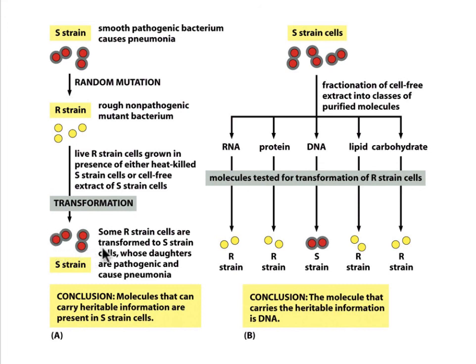So what had happened? It appears that something was passing from the medium containing the dead S strain to transform the R strain into S strain. What was that substance? Was it RNA? Was it protein? Was it DNA? Was it lipid? Or was it sugar? The results revealed that only DNA, when allowed to survive in the solution, resulted in the production of S strain. This classic experiment proved for the first time that DNA was the molecule of inheritance.